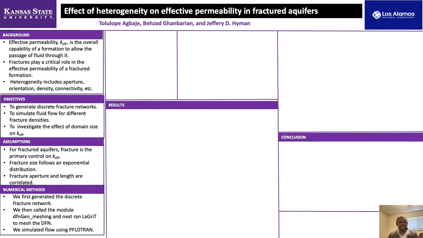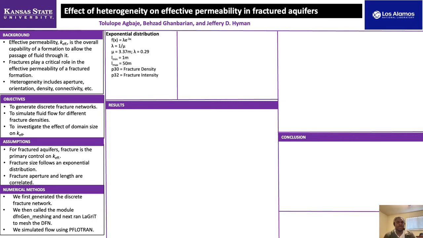The first thing we did in this study was to generate the discrete fracture network using DFN-Gen. DFN-Gen employs two algorithms, FRAM and LaGriT. FRAM was used to generate the discrete fracture network. We set some fracture parameters such as the minimum fracture length, the maximum fracture length, and the mean fracture length. And we also employed two different domain sizes, which represent the aquifer size for this project. We employed a 10 by 10 by 10 domain size and a 20 by 20 by 20 domain size. LaGriT was used to mesh the domain to further reveal the heterogeneity of the aquifer, and we simulated the flow using PFLOTRAN.